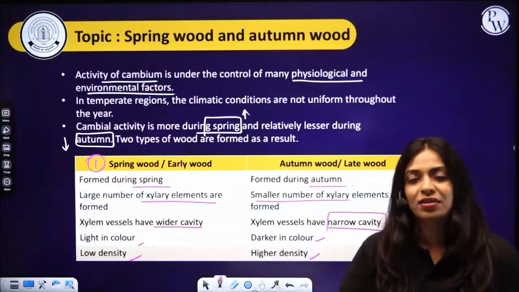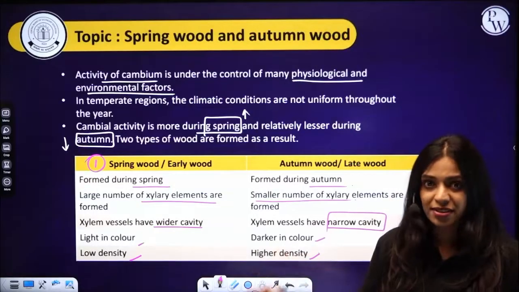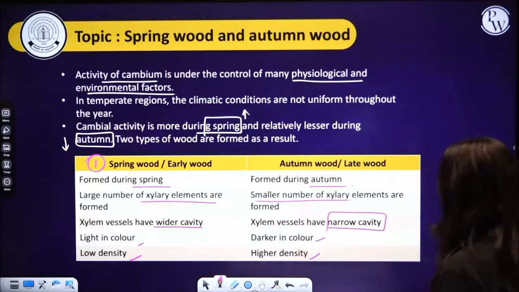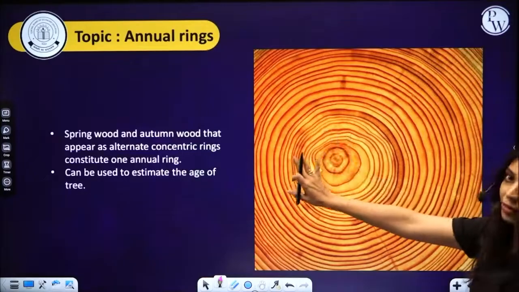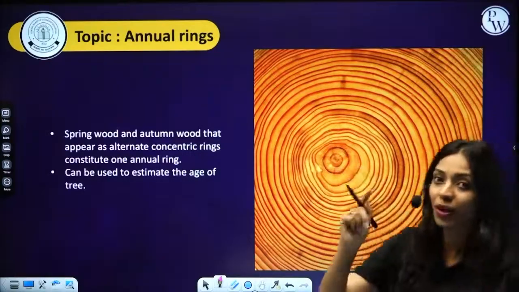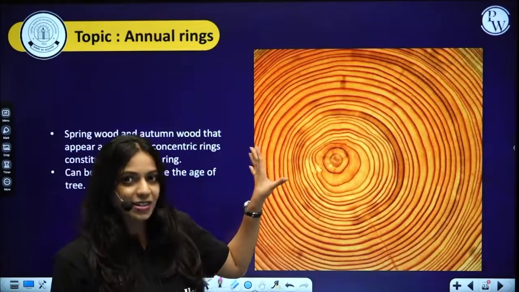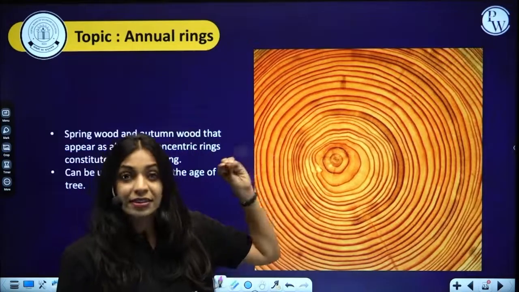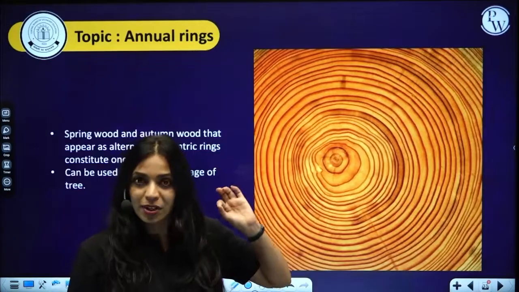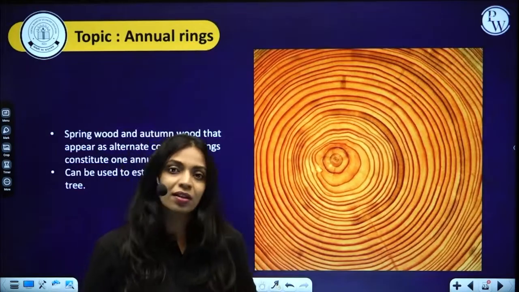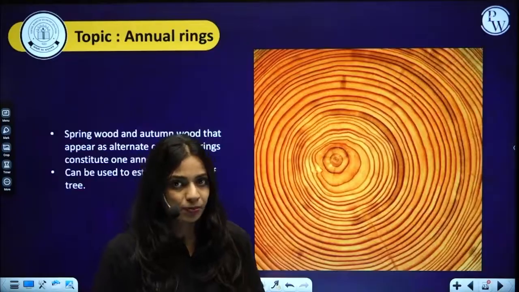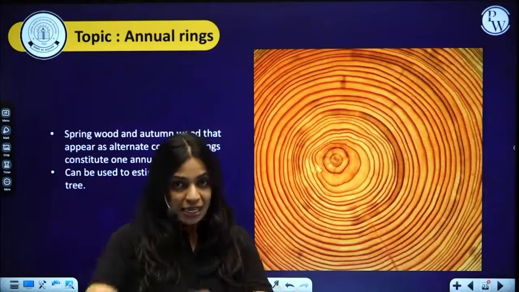In temperate plants, in temperate trees, this can be distinctly seen when you take a section of the tree trunk. You may have heard how you can count the age of a tree by counting the number of rings. So this is exactly how it happens. They are called annual rings. Annual means what? Yearly. So in a year, how many times do we get spring and autumn? You have one spring and one autumn in a year.